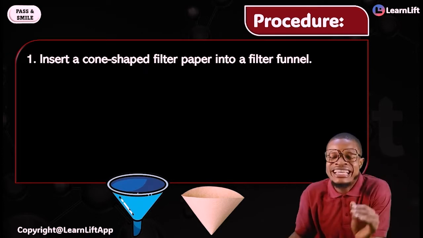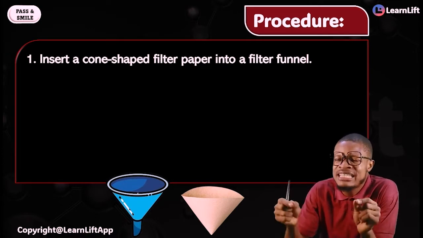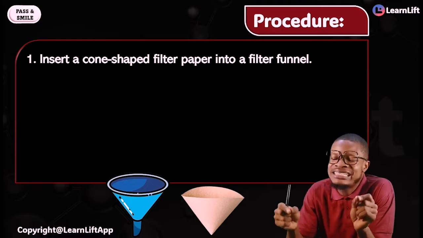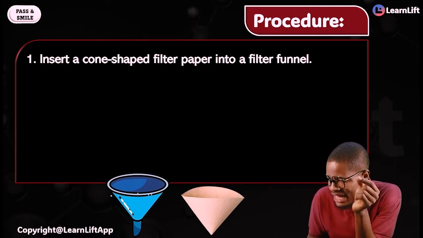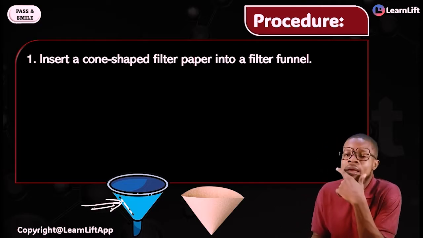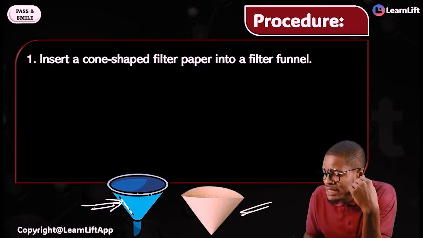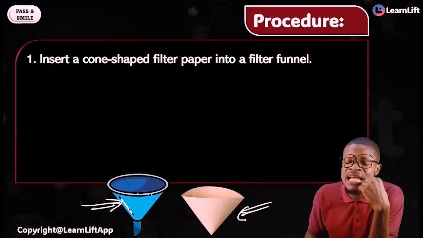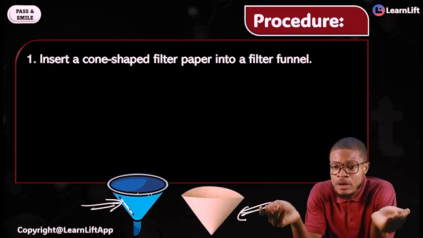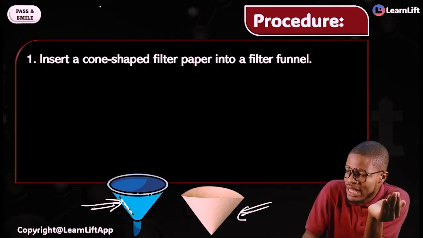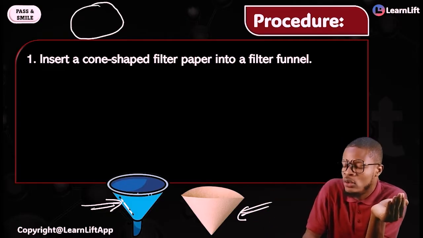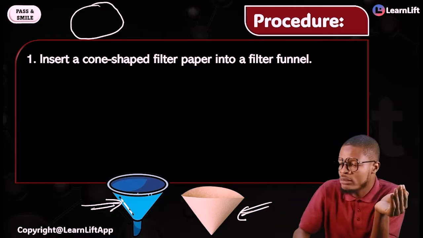Number 1, insert a cone-shaped filter paper into a filter funnel. First, this here is called your filter funnel. And this is your cone-shaped filter paper. How do I obtain my cone-shaped filter paper? First, carry your filter paper. This is how filter paper looks in size, circular.